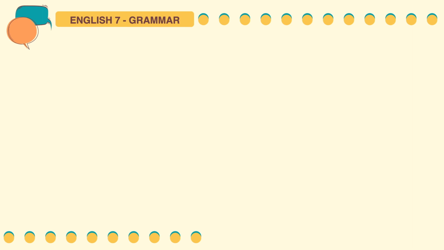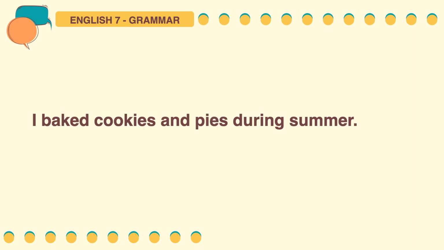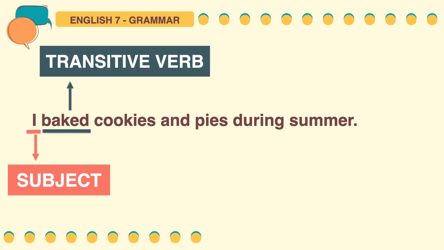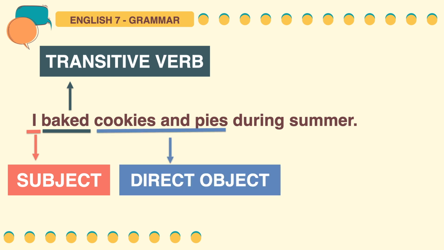Let's now answer. For the first sentence, the subject is the pronoun I. The transitive verb or the action that needs a receiver is the word baked. The receiver of the action are the nouns cookies and pies. The phrase during summer is a preposition phrase which indicates a parallel action to the verb baked.